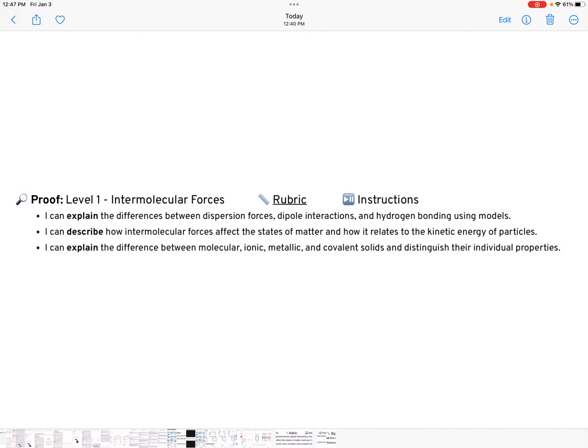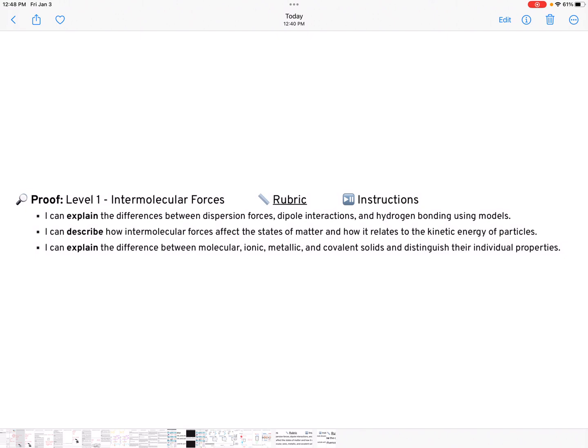And then the last one is I can explain the difference between molecular, ionic, metallic, and covalent solids and distinguish their individual properties. There is a great resource on page 120 and 121 in the textbook, okay? Go look at those pages. It will literally outline for you their properties, and it will actually give you examples of each, okay?